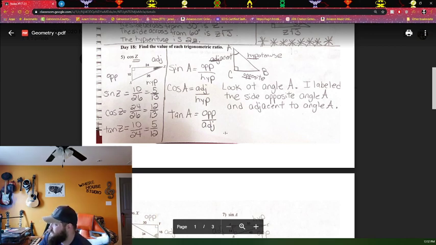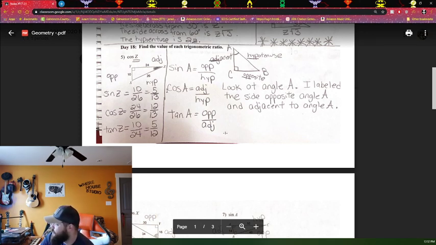Because sine is the opposite side over the hypotenuse side. Okay, so if we were finding the sine of angle A, we would go opposite side divided by the hypotenuse. Whatever those two are. If this side was 5 and this side was 4, we would say 5 over 4. That's the sine of A.